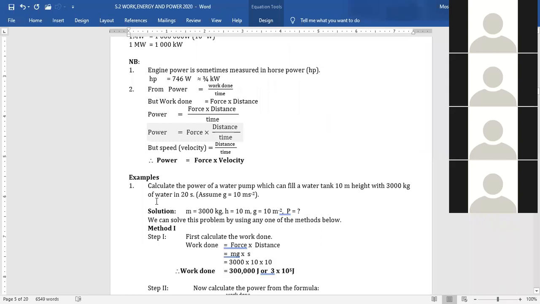Okay, first example. Calculate the power of a water pump which can fill a water tank 10 meters in height with 3,000 kilograms of water in 20 seconds.